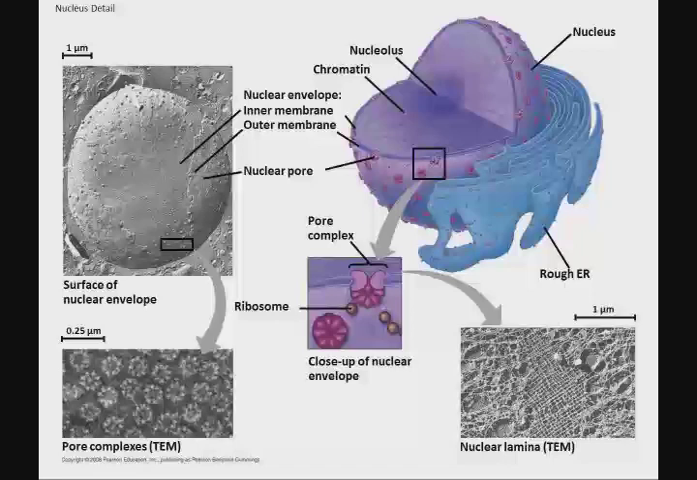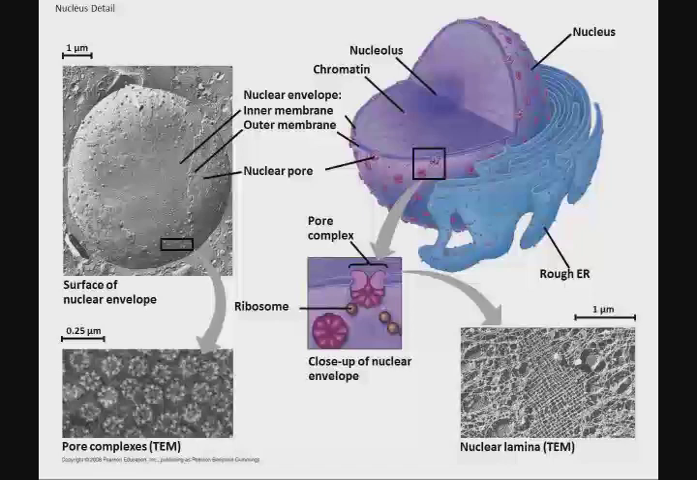Not only do they allow them, but they regulate it. Some things are excluded, some things are allowed to pass in or out. So what's doing this? Proteins. The pore complex is made up of proteins in that nuclear envelope that do stuff, right? Because proteins do stuff. What are they doing? They're regulating the movement of things in and out of the nucleus.